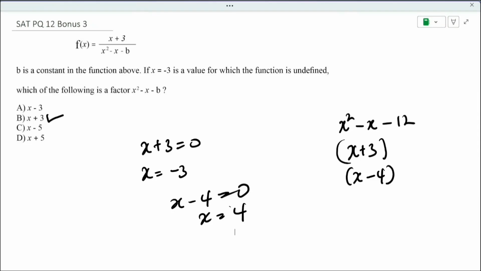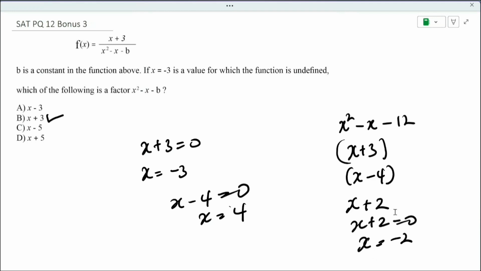Note this. If you take an expression that is not a factor, for example, let's say x plus 2, and we equate it to 0, that x plus 2 equals 0, then we find the value of x will be -2. If we take this x as -2 and insert it into this expression, the result we'll get, which is not 0, will be the same as the remainder you will get when you divide x squared minus x minus 12 by x plus 2.